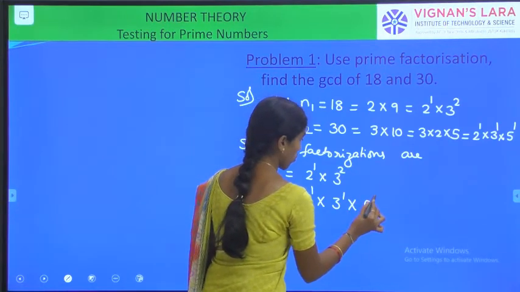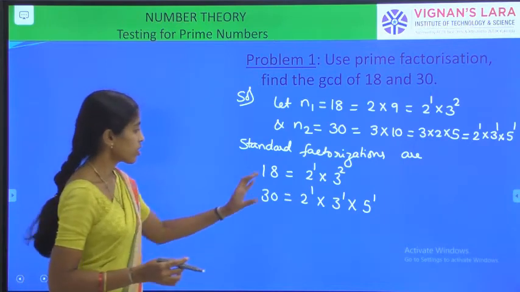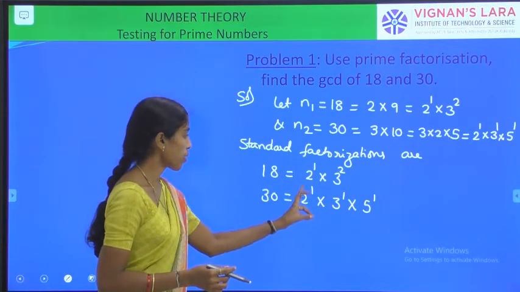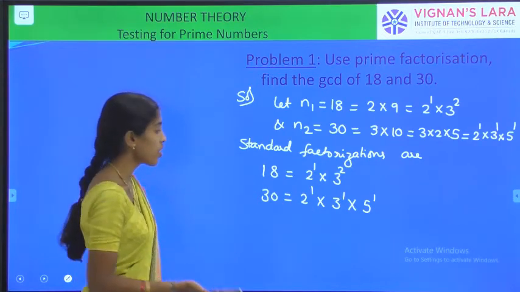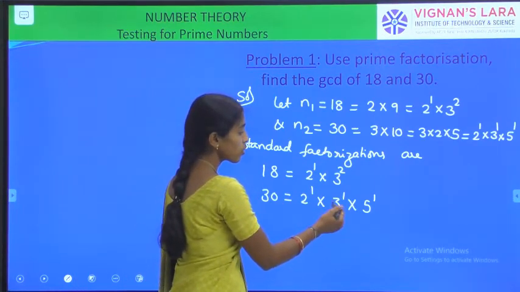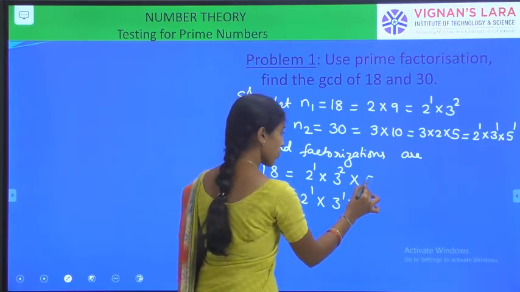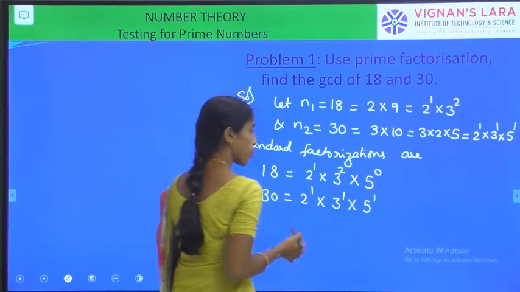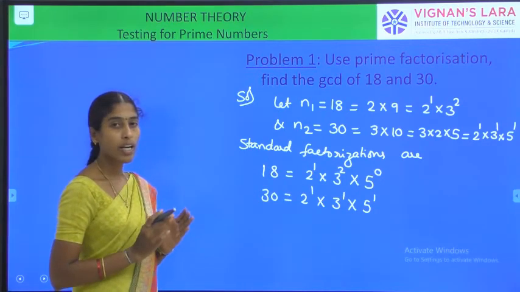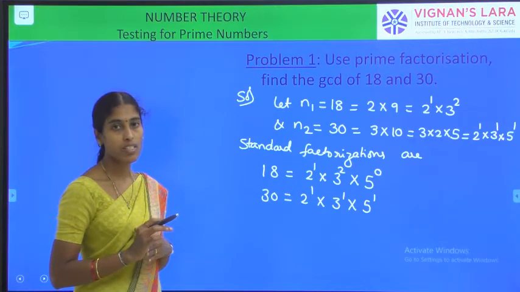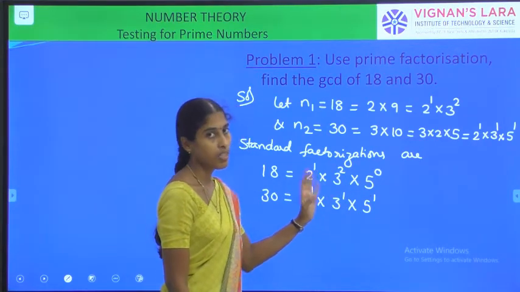Whenever we are calculating LCM and GCD, just check these prime numbers. In the first factorization, we have 2 and 3 as prime numbers, whereas in the second factorization, 2, 3, 5 are prime numbers. Because 5 is missing in the first factorization, write 5 to the power 0. If any number is missing in the common factors, we have to write that number to the power 0.